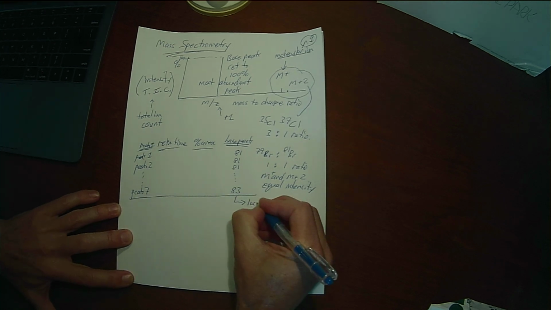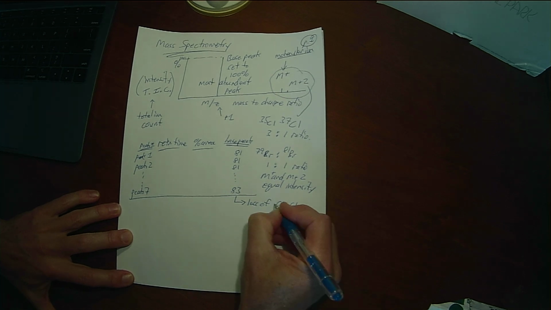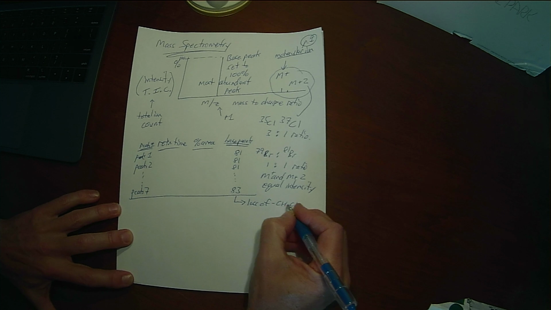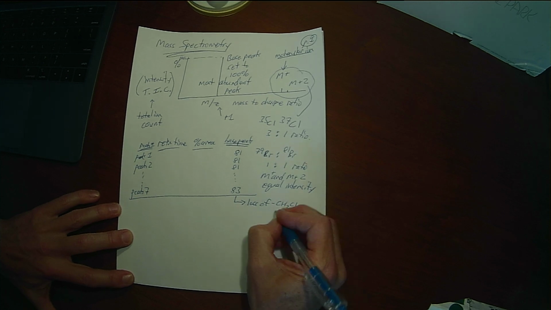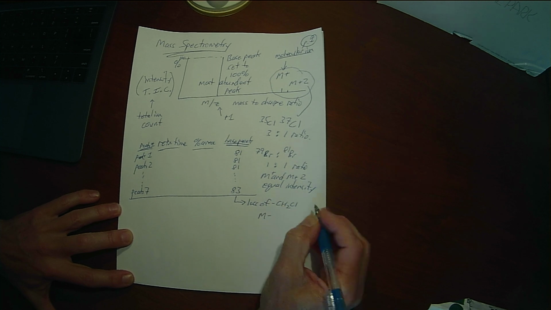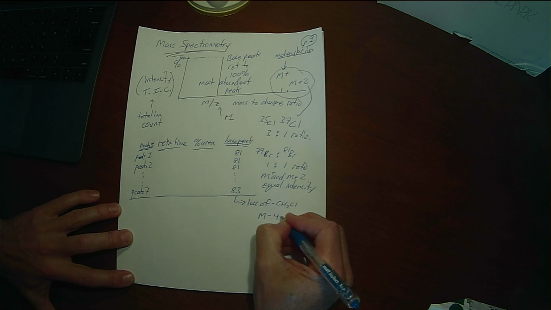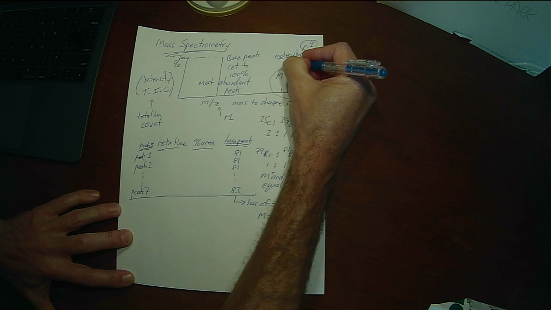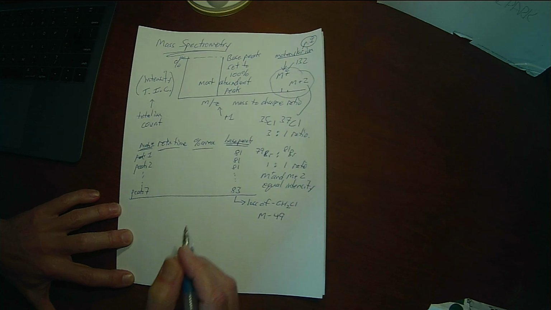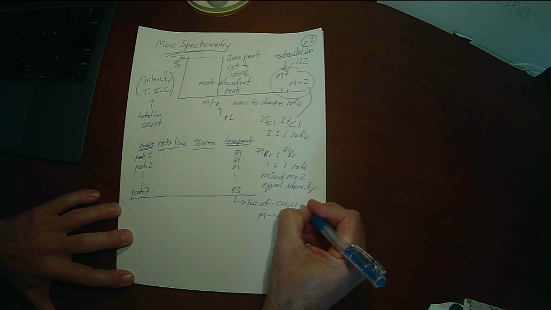Because that's loss of CH2Cl. And from the molecular ion, that would be 35 plus 14, right, which is M minus 49. Am I right on that? Yep, because the molecular ion is at 132 for our molecule. All right. So M minus 49 is loss of this CH2Cl fragment as a radical.